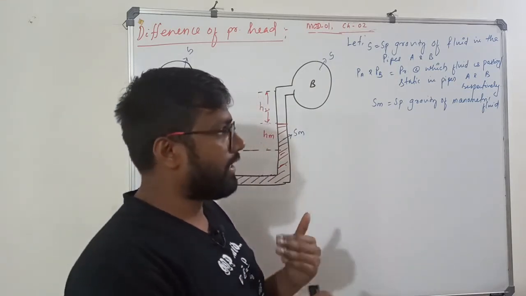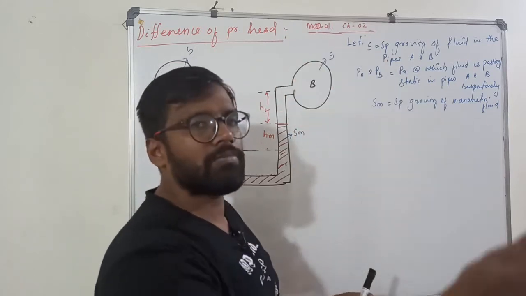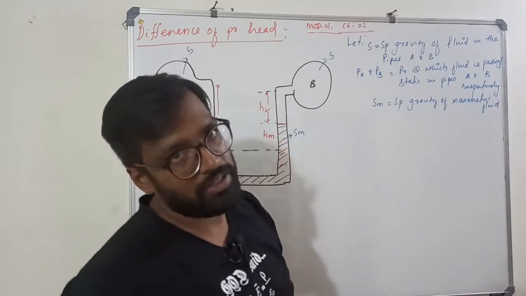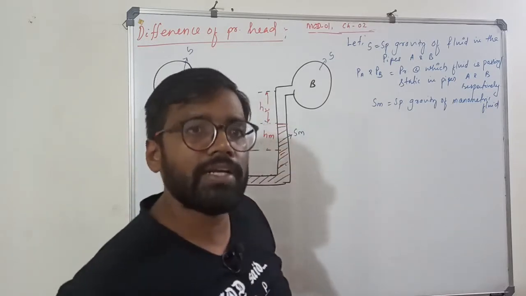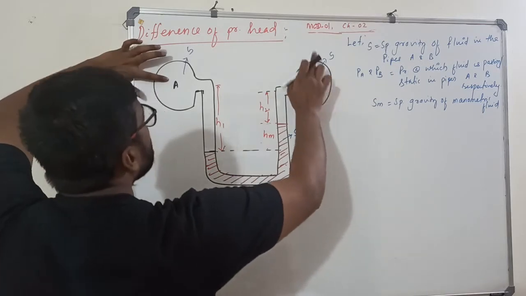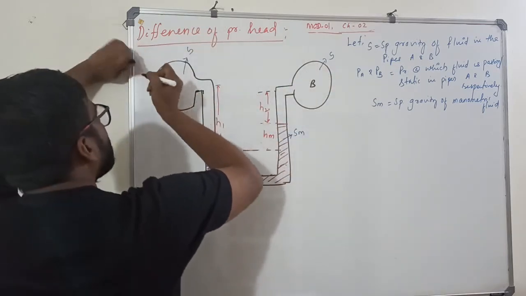So this derivation will help you put in the formula and get the answer very easily in your exams, without going through all the derivations. That's why we are deriving it just one time now. Let us say the fluid passing through PA and PB has a specific gravity of S.